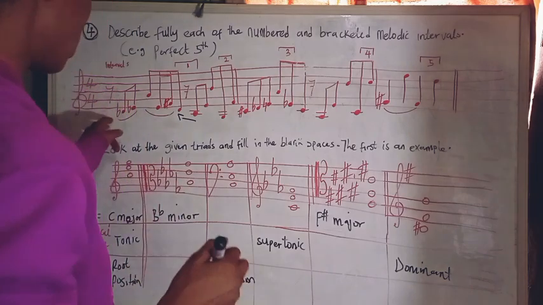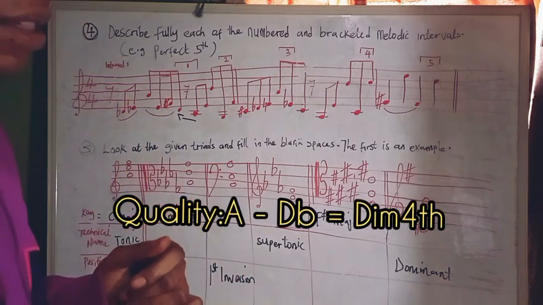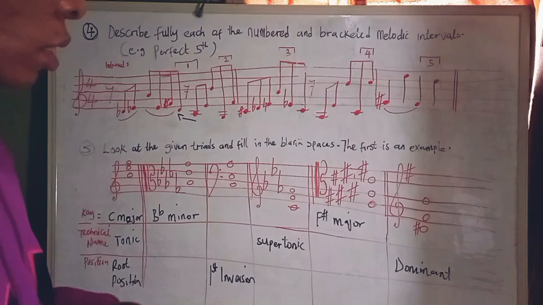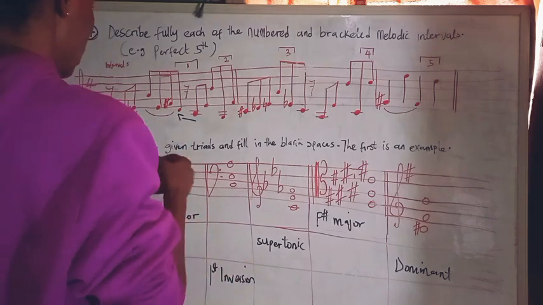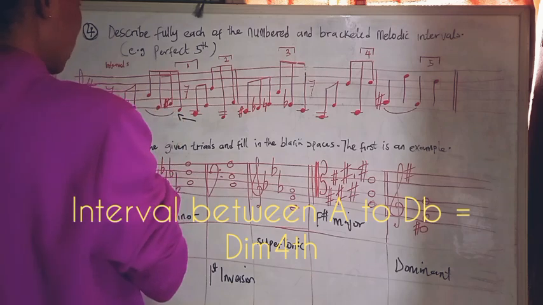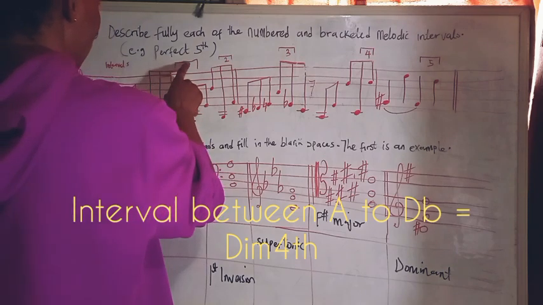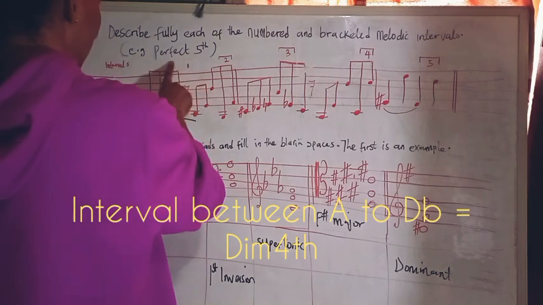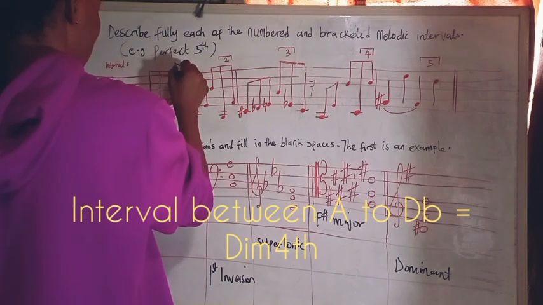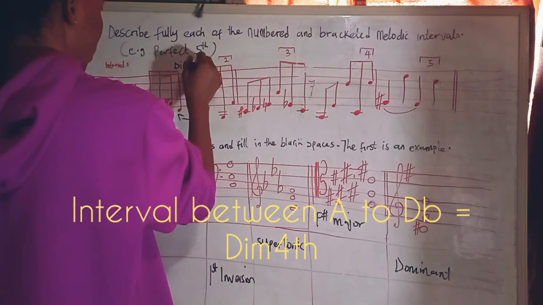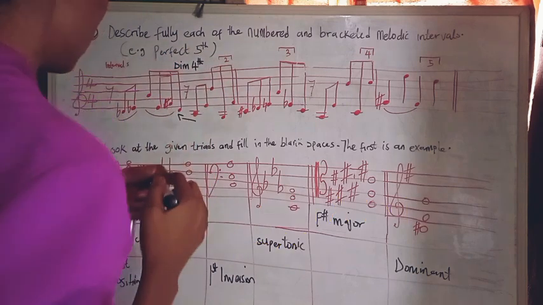And what type of fourth? Since it's flattened, is it perfect or diminished? The answer here is that it is a diminished fourth. So the distance between A to D flat is a diminished fourth. So the first one here is a diminished fourth. So we are done with that.